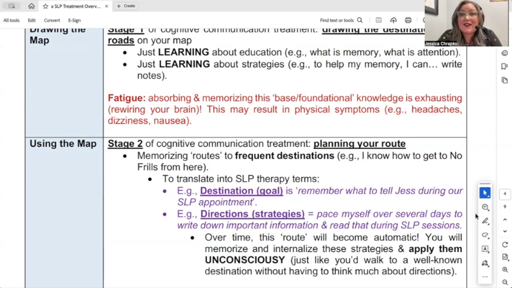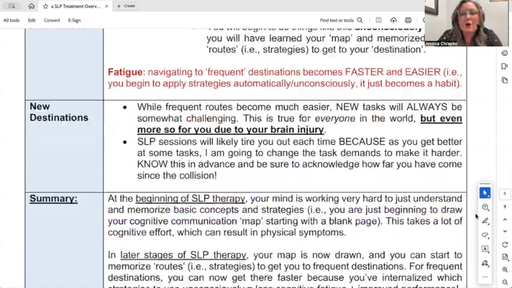Over time, I have seen again and again that clients internalize these strategies and apply them unconsciously to the point where I have to point it out to them. Look at what you just did all by yourself. I didn't need to prompt you. You thought of it independently and you actually did it. That is progress. What happens though when new destinations arise?